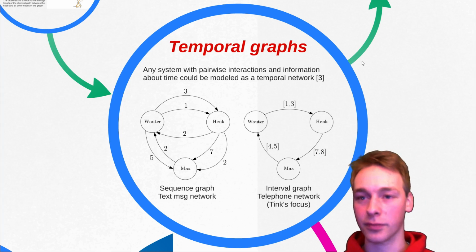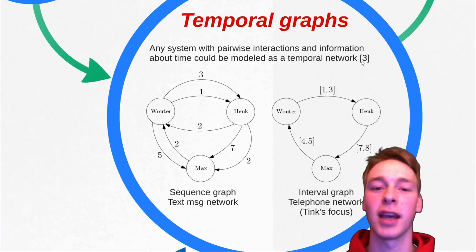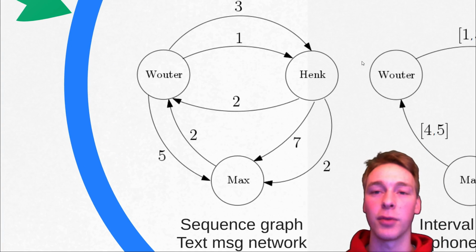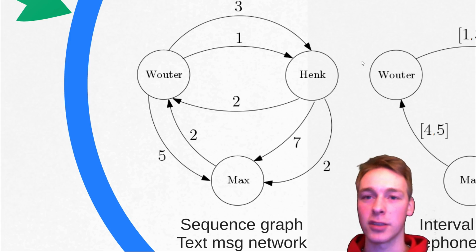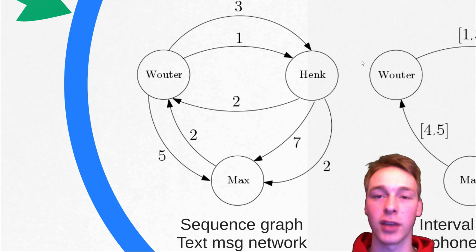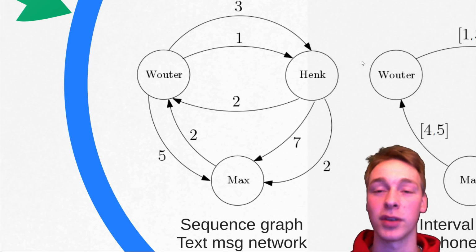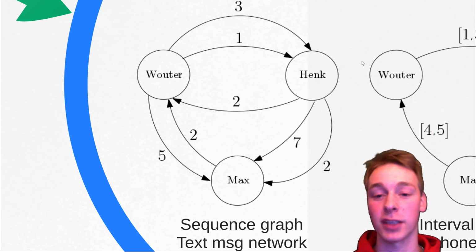And to further illustrate that, we have, for example, a sequence graph, which you can relate to a text message graph, which represents text messages being sent from one person to another. And a sequence graph only takes into account one single point in time, which is also what you have when you send a text message, because a text message is sent and received at the same time.